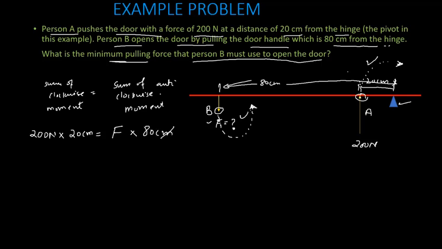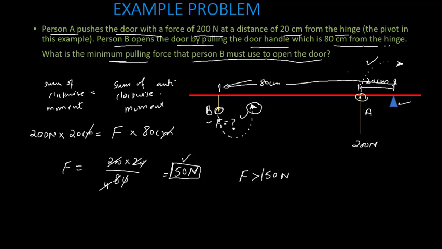So centimeter cancels out, and if we write for F, 80 will come here in division, and it will become 200 times 20 divided by 80. Zero cancels, 2 cancels with 8, and we are left with 4, and if we divide 200 by 4 we get 50 Newton. So if person B applies a force of 50 Newton to open the door, then the door will not open because the door will be in balanced condition. We require that person B opens the door, so this F must be greater than 50 Newton. So any force greater than 50 Newton will cause the door to open.